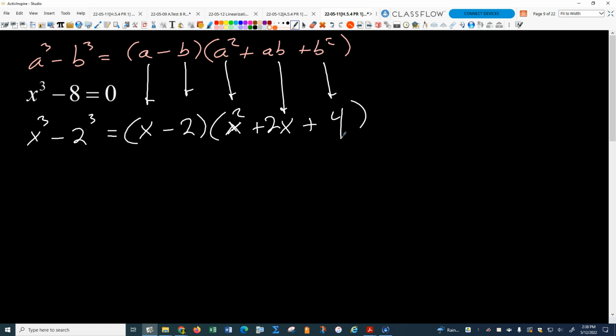Okay, so now we got it factored. This is going to give us a different, more complete answer, isn't it? Because now I've got my x cubed minus 8 factors into this, which is all equal to 0. So if I apply the zero product property, yes?